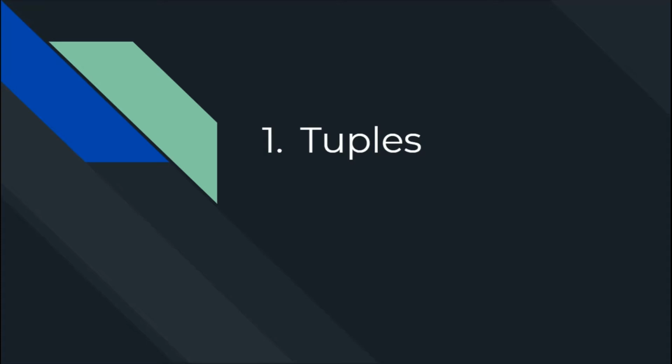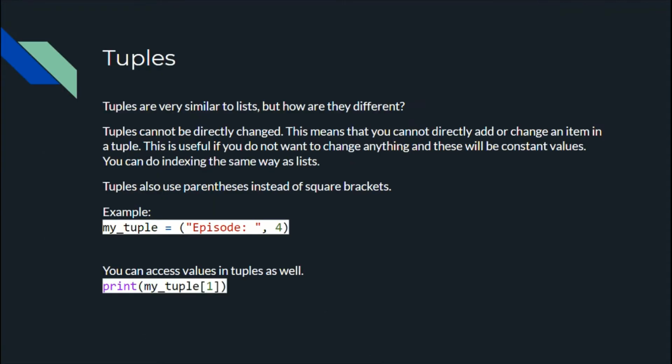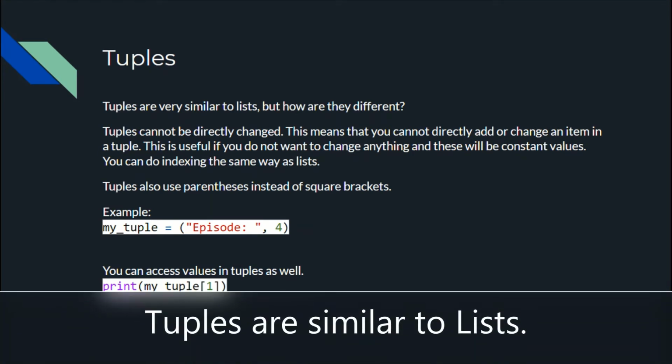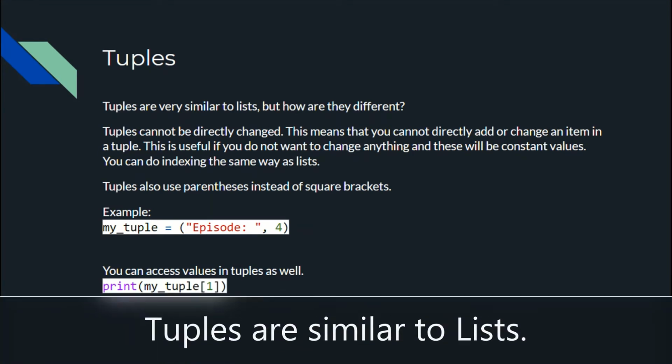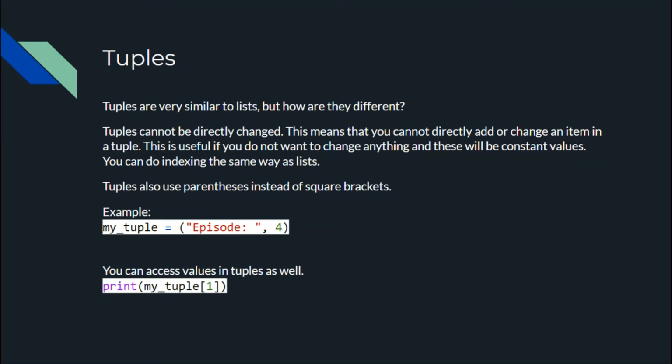Our first topic for today's episode is tuples. Tuples are very similar to lists, but how are they different? Tuples cannot be directly changed. This means that you can't directly add or change an item in a tuple, while you can in lists. This is useful if you don't want to change anything in the tuple, and these will be constant values. But you can do indexing the same way as you do in lists.